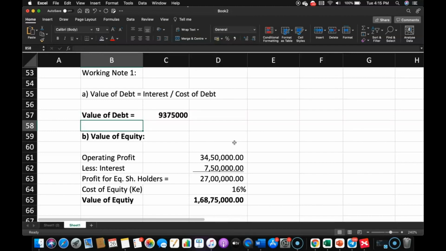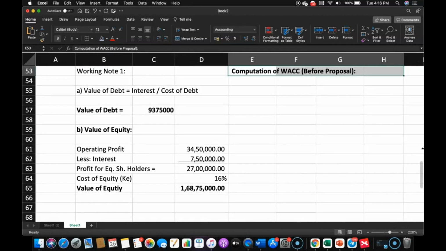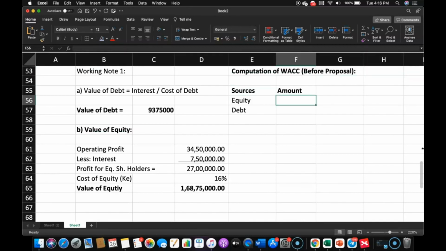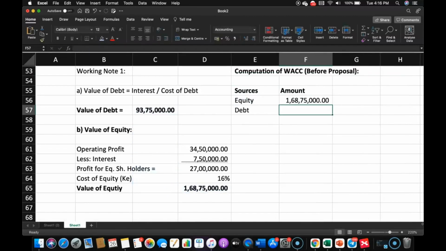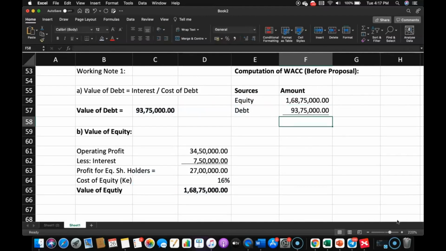Then finding the weighted average cost of capital before the new proposal is very simple. We'll do it here itself. So we'll have the statement computation of weighted average cost of capital before the proposal. Our sources are equity and debt. Let me capture the amount. Equity we have calculated here and debt so much. So let's total this.